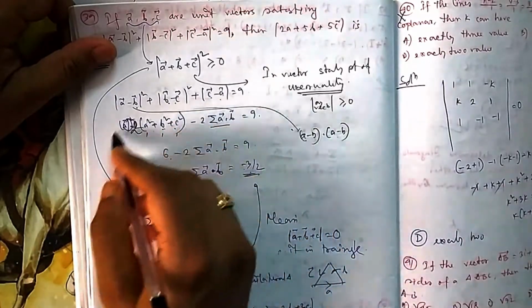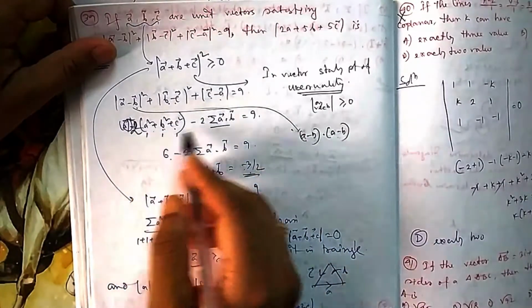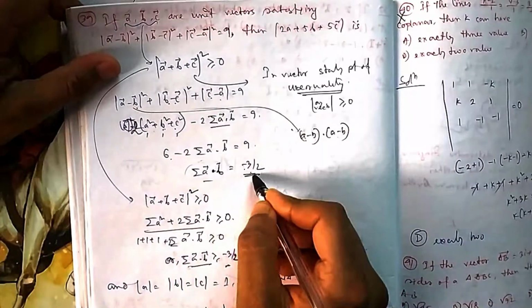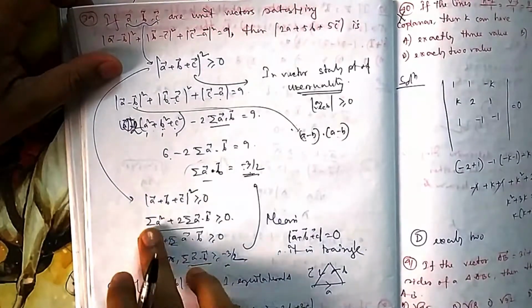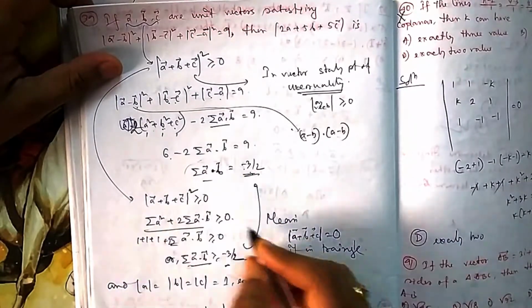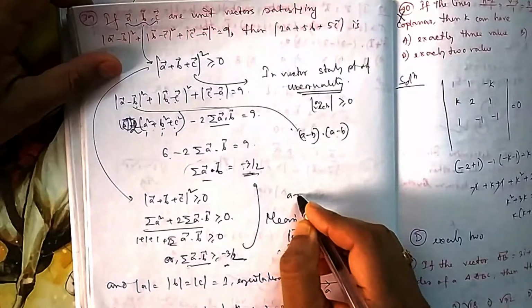Or from here also you can see, if you bring it to this side, then this one is minus 3 by 2. So you can put it as a plus b plus c whole square, everything. So 3, 3 and then minus 3 by 2, it is coming exactly 0. That means a plus b plus c is exactly 0.